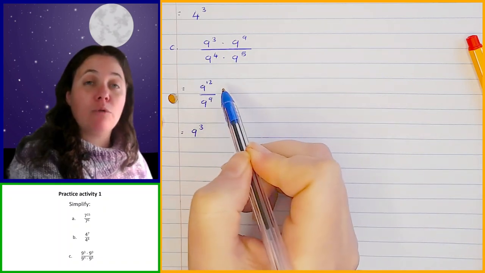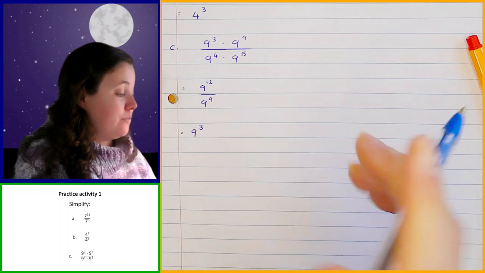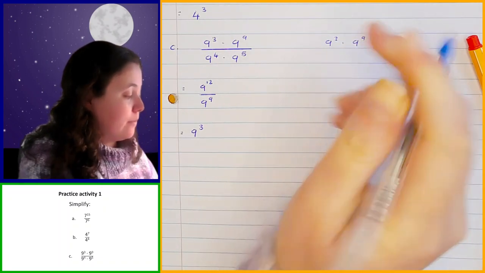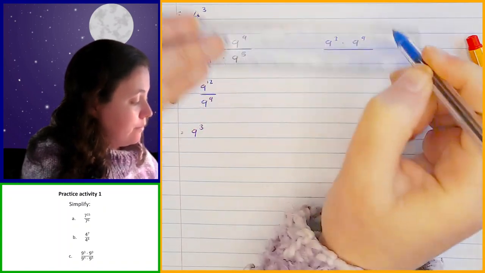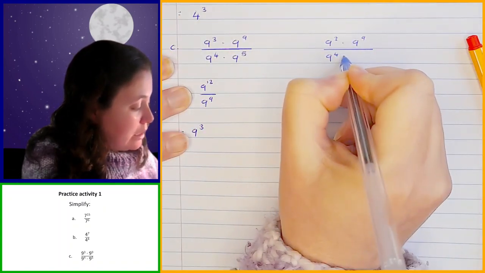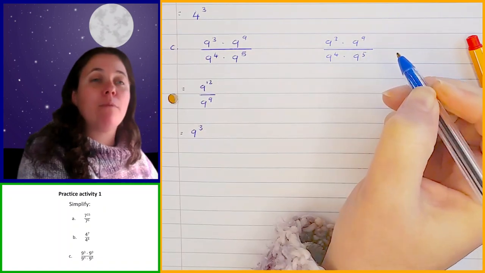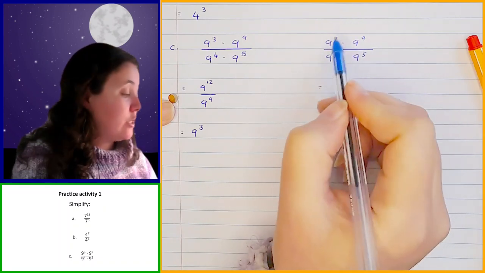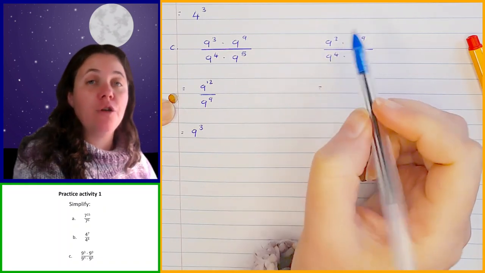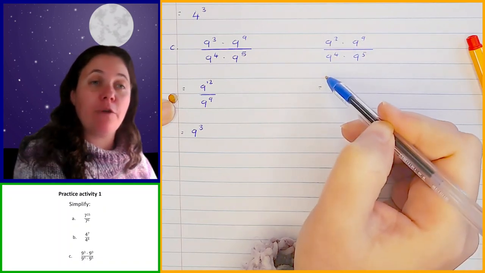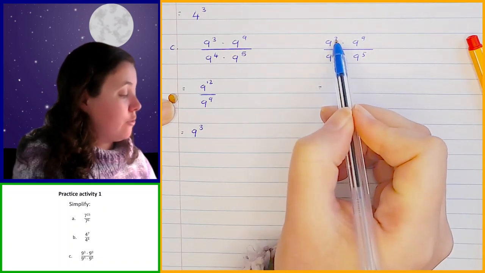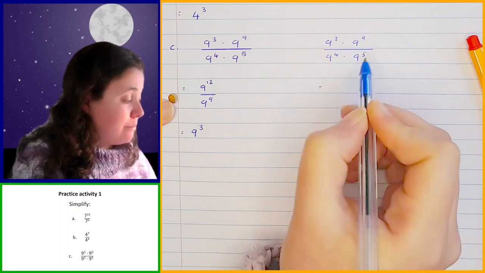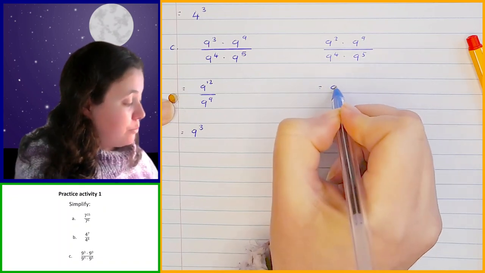Now it is actually possible to do this one in one step, where you go 9 cubed times 9 to the power of 9 over 9 to the power of 4 times 9 to the power of 5, and you apply the multiplication and division rules together. Anything on the top of the fraction, I'm going to add the exponents, and anything on the bottom of the fraction, I'm going to subtract the exponents. So I can say 3 plus 9 is 12, minus 4, and minus 5, and that will give me 9 to the power of 3.